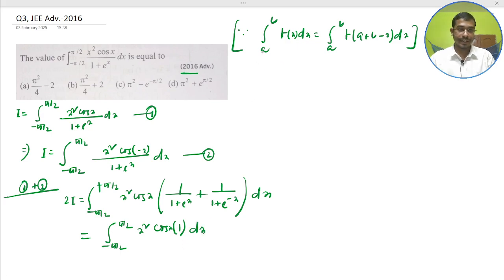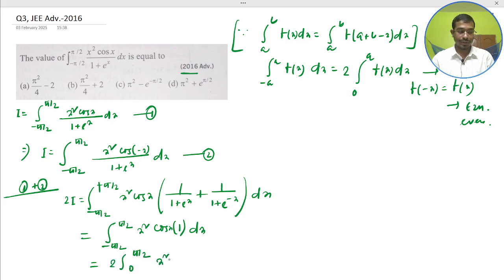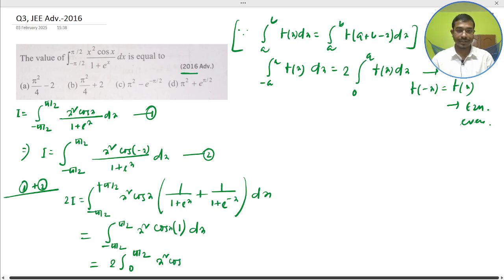Because next property we apply, that minus a to a, we just write here the property for your better clarification, that is equal to 2 into 0 to a of fx dx. This is for what function? This is for even function, f of minus x equal to fx. So this should be what? 2 integration 0 to pi by 2 of x square cos x dx.